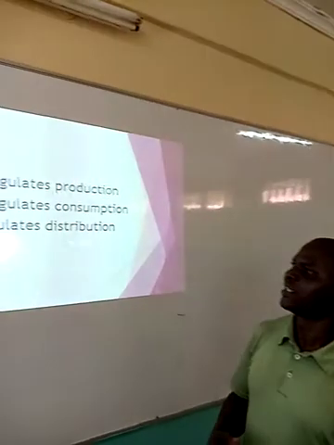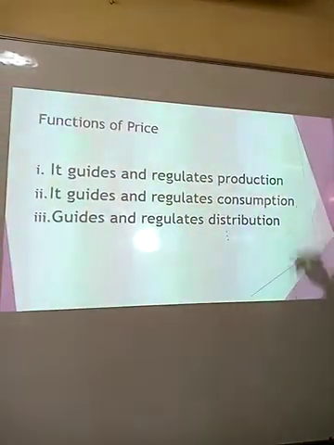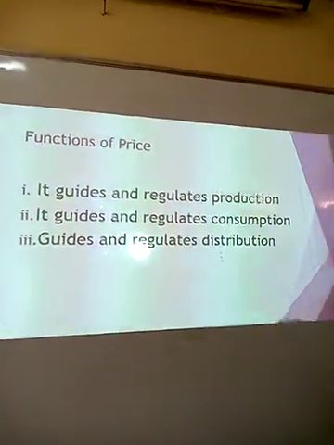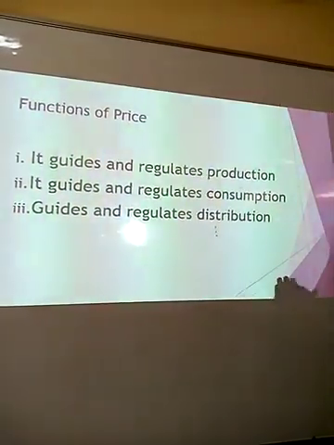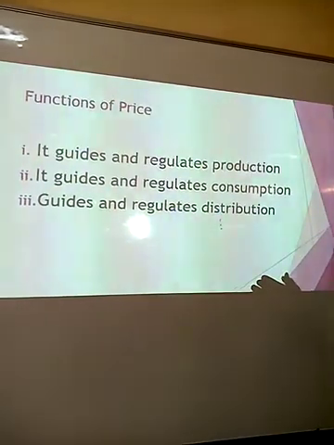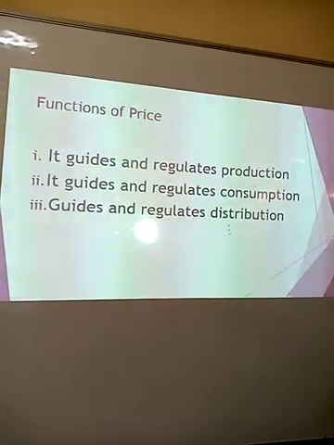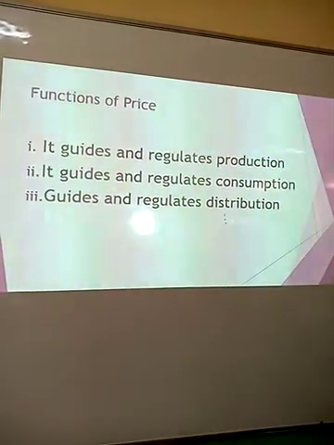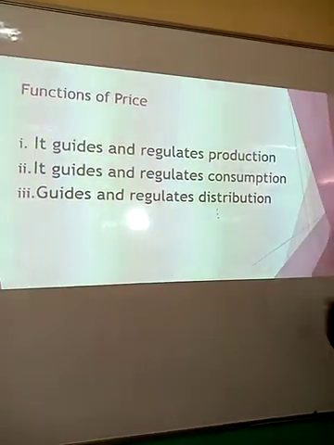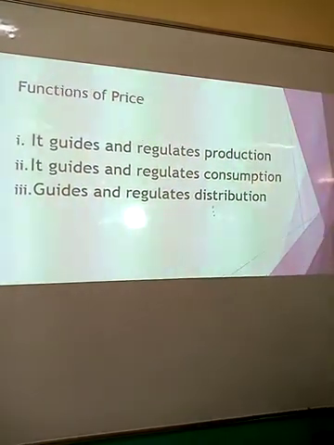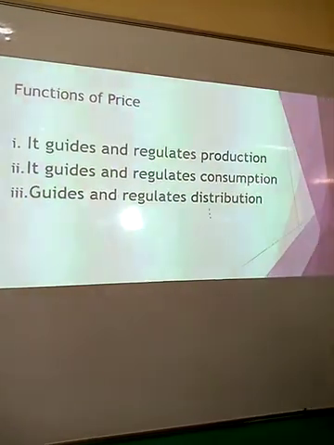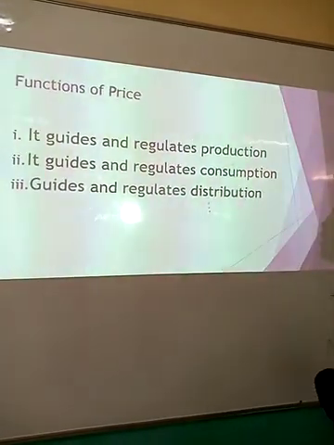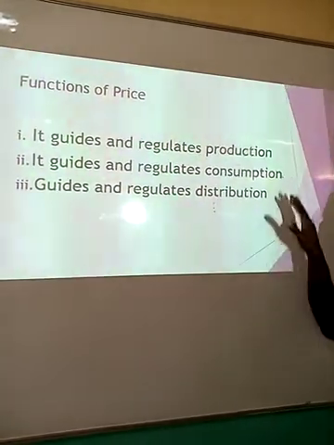Number two, it guides and regulates consumption. That is from the buyer's point of view. When the price of a particular product is too high, then it is prohibitive for the consumers or for the buyers. If the price per kilo of meat is, let's say, 500 shillings, that is too high maybe for a common mwananchi, and therefore they will consume less. So price is going to guide and regulate consumption. If the price is low, then somebody is more able to afford and therefore will buy more.